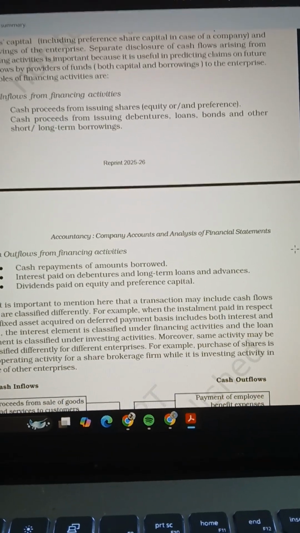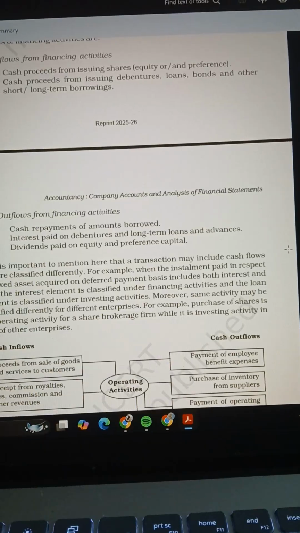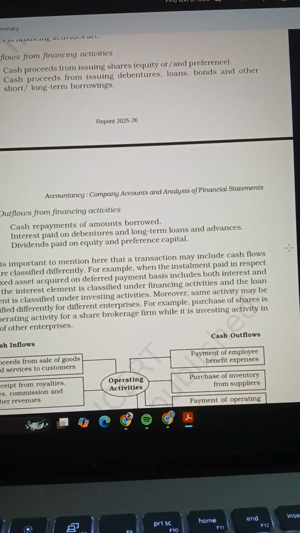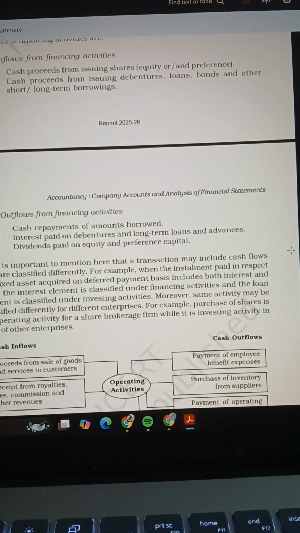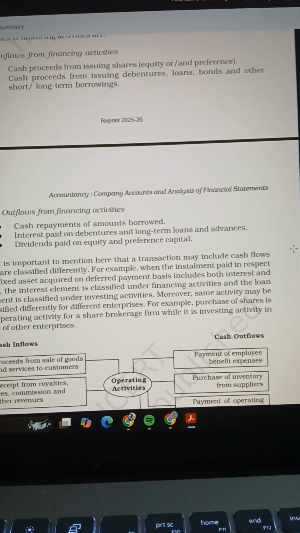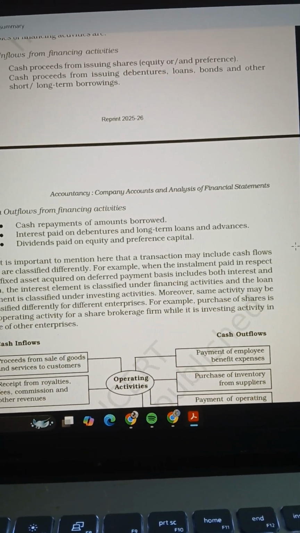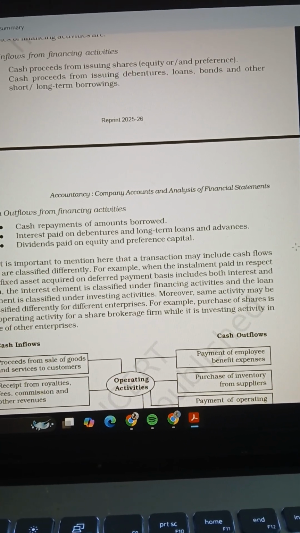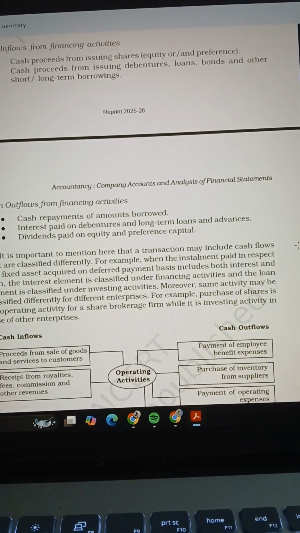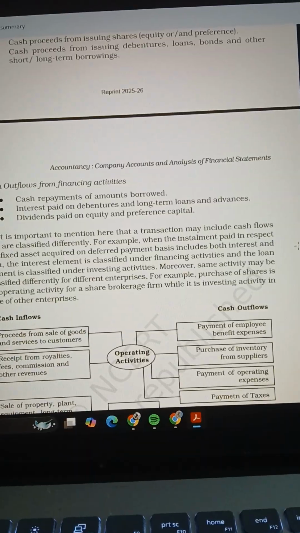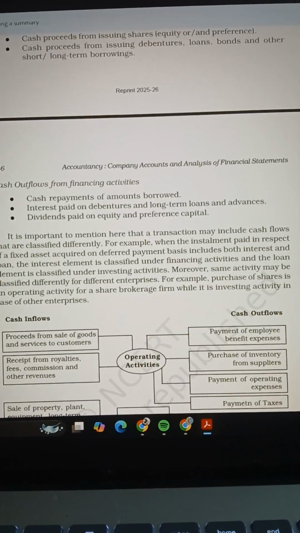It is important to mention here that a transaction may include cash flows that are classified differently. For example, when the installment paid in respect of a fixed asset acquired on deferred payment basis includes both interest and loan, the interest element is classified under financing activities and the loan element is classified under investing activities. That is, one transaction has amounts that should be shown under two different headings.